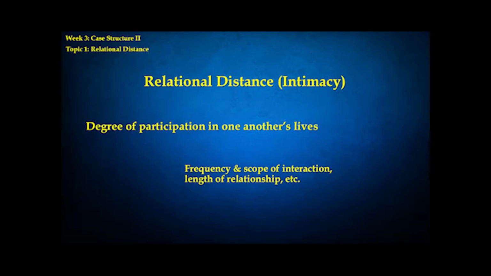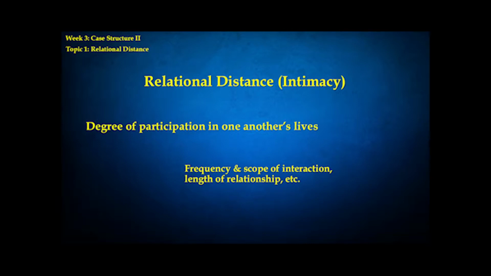So intimacy you might think of in psychological terms as a feeling of closeness people have for each other, but here we're defining it behaviorally by the degree of participation people have in one another's lives. So you can measure relational distance by things like the frequency and scope of interaction between people and the length of their relationship. People who interact a lot and have known each other a long time, and their interactions cover many domains of life, including private affairs and living together and stuff like that.